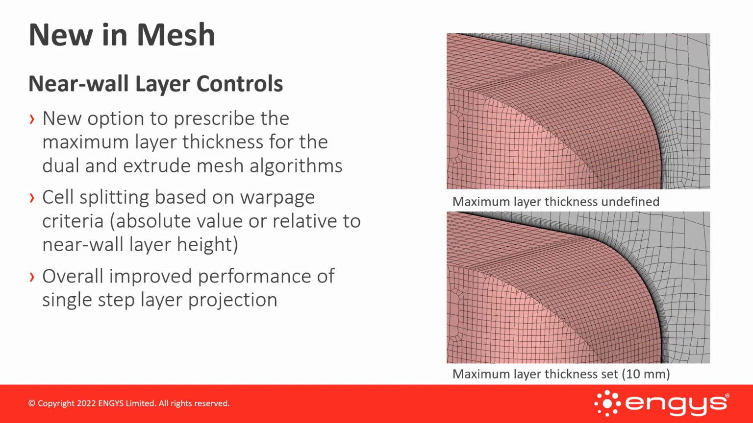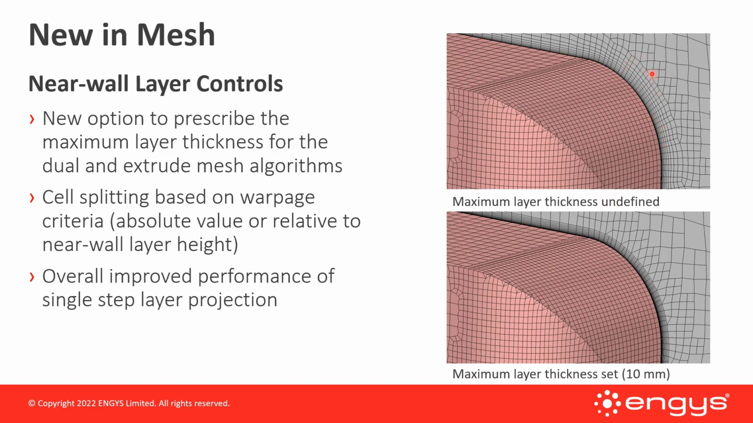In addition to snapping, we also improved on the near wall layer controls. In this regard, we added an option to prescribe the maximum layer thickness for the dual and extrude mesh algorithms. So if you leave the maximum layer thickness undefined, this is what you end up with.